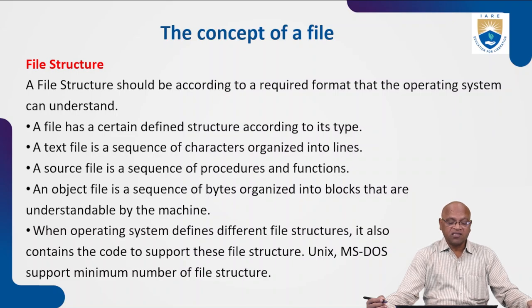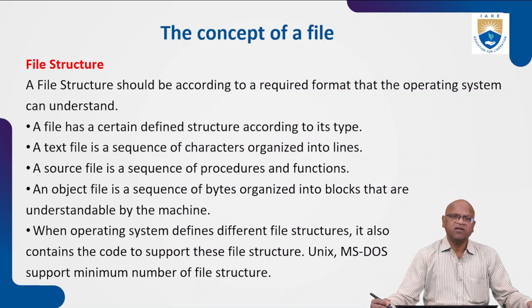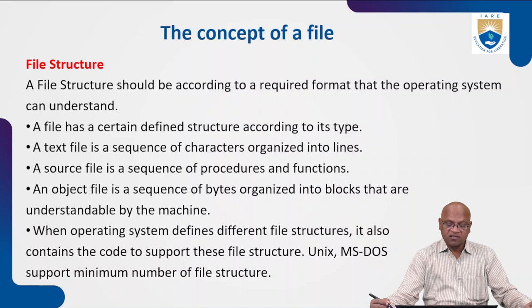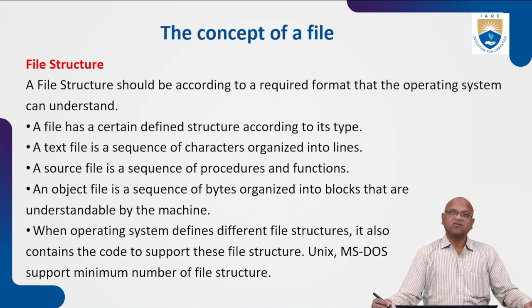A text file is a sequence of characters organized into lines. A source file is a sequence of procedures and functions. An object file is a sequence of bytes organized into blocks that are understandable by the machine. So, when an operating system defines different file structures, it also contains the code to support these file structures. Unix and MS-DOS support a minimum number of file structures.